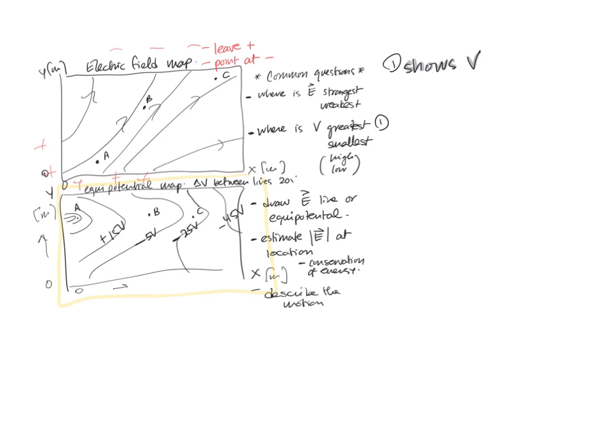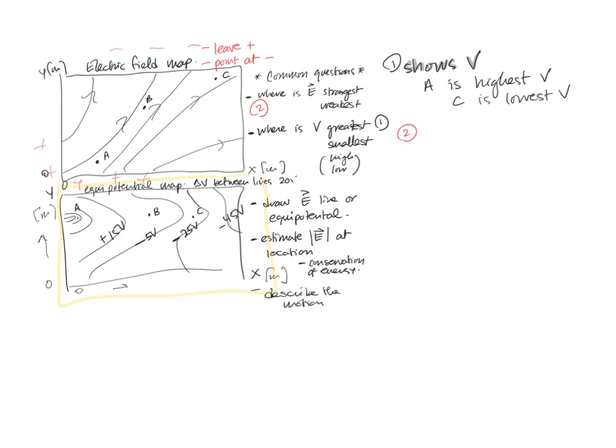So I'm just going to find of these points, A, B, and C. A is in the area with the highest potential. C is in the area with the lowest potential. Okay, so you're going to read that right off the map. The second question you might be asked is, where is the electric field strongest or weakest?